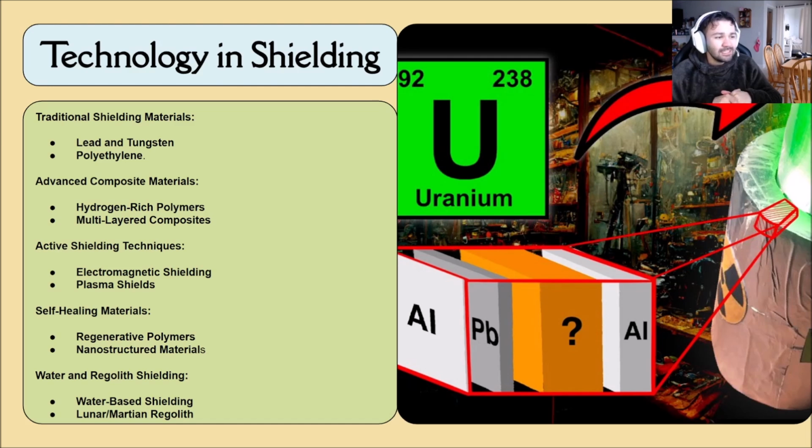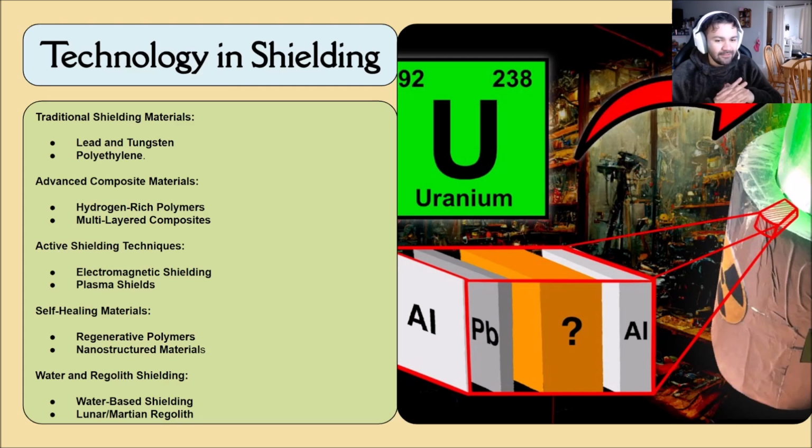Next, we have composite materials, so hydrogen-rich polymers, right? They are usually very effective at absorbing neutron radiation. And you have multi-layer composites, which combine different materials to optimize protection against various radiation types. So usually they weave or stack together, right? Like what is shown in this picture right now.